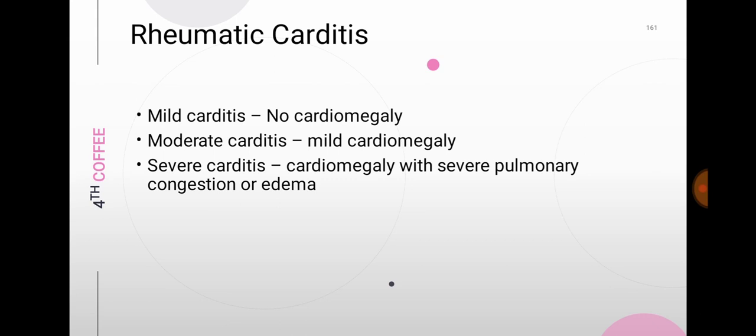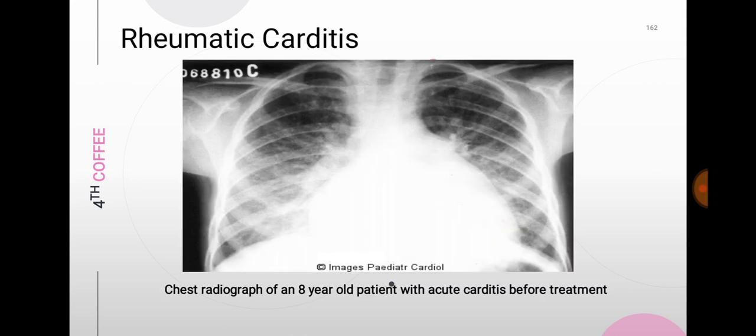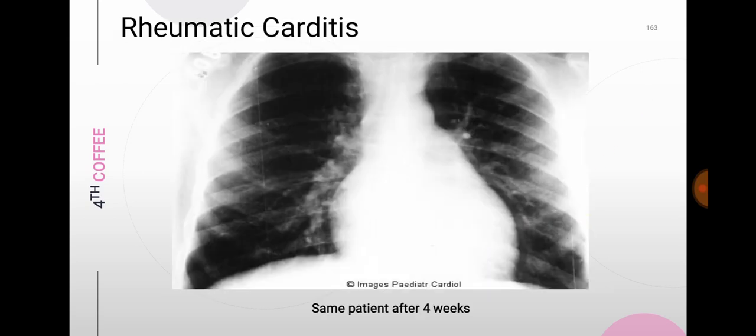This is an X-ray film of a patient with RHD prior to the treatment. So you can see the patient has a very large heart with increased vascular markings that would depict pulmonary congestion. After treatment, the heart size has decreased significantly back to normal with decrease in pulmonary vasculature. So there's no congestion anymore. So it's like magic.